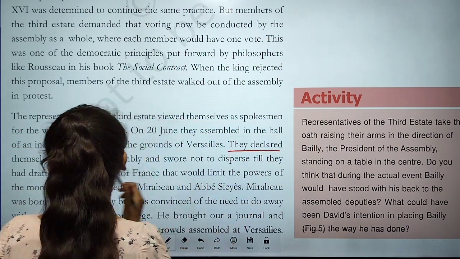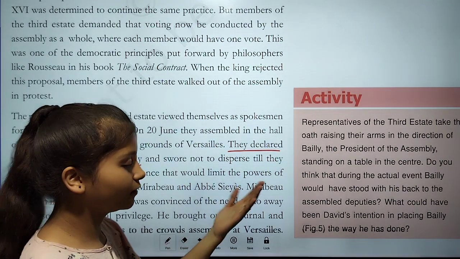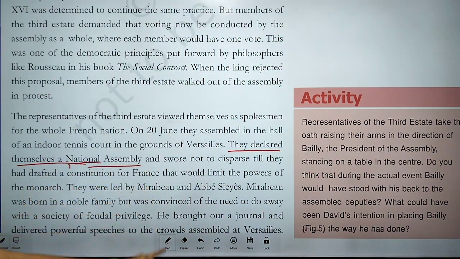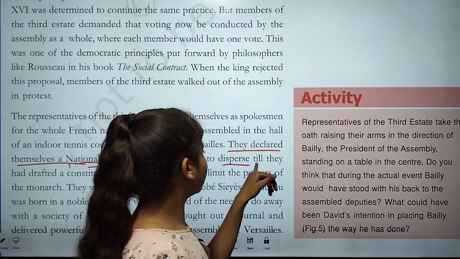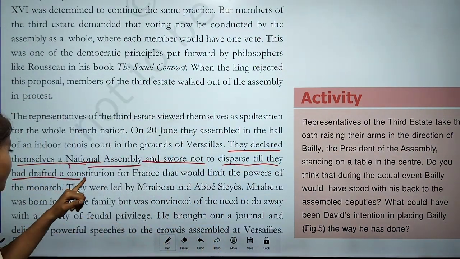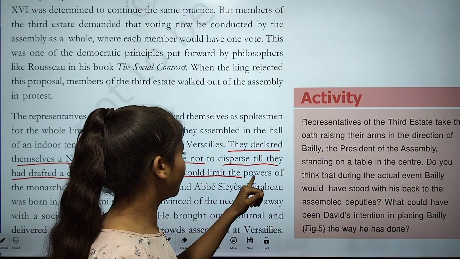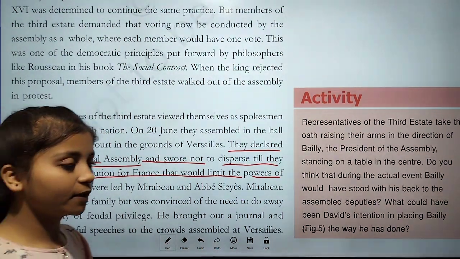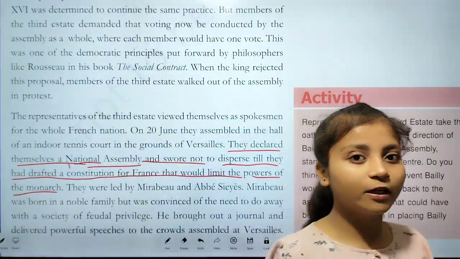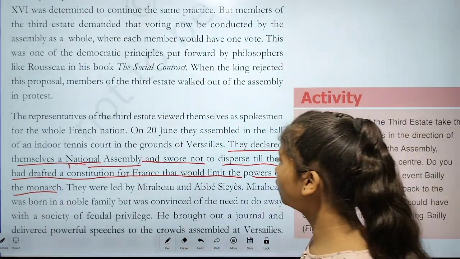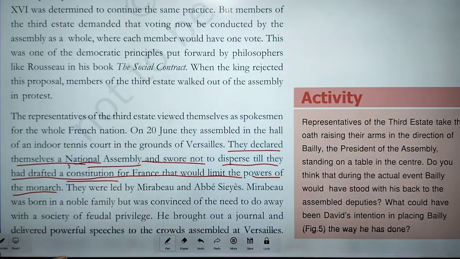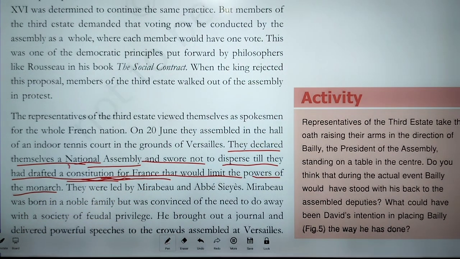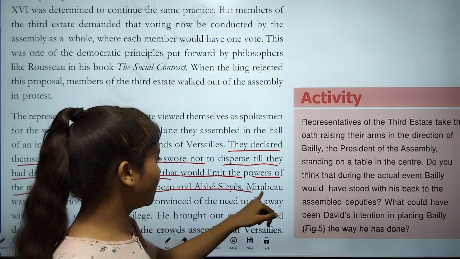And they declared themselves a National Assembly, and vowed not to disperse till they had drafted a constitution for France that would limit the powers of the monarch. It means they decided to limit the power of the monarch and also draft a constitution for France. They were led by Mirabeau and Abbe Sieyes.